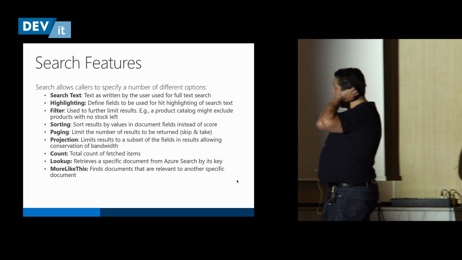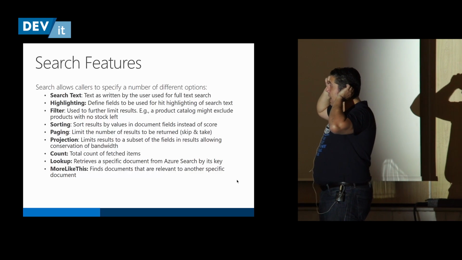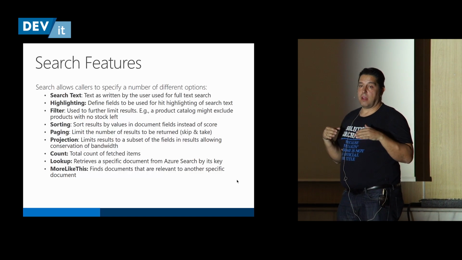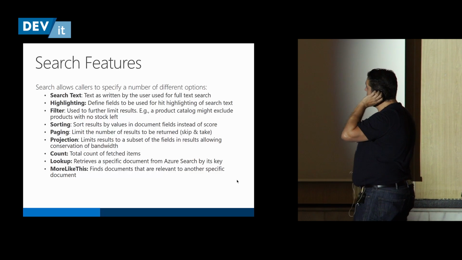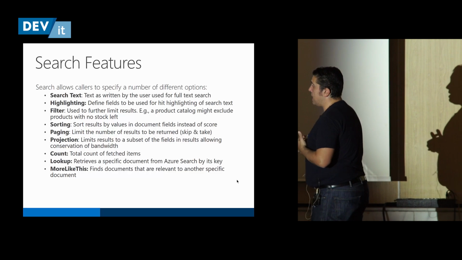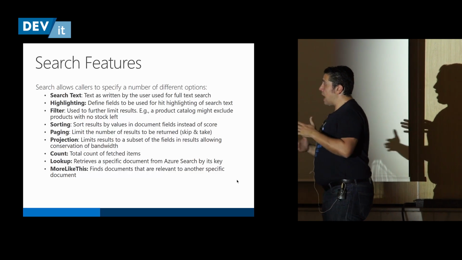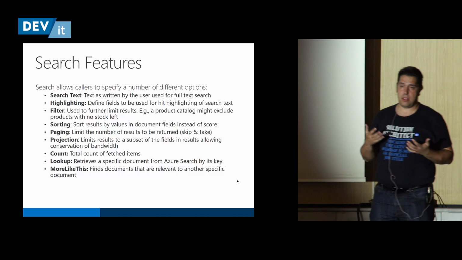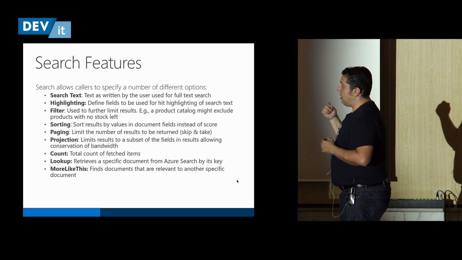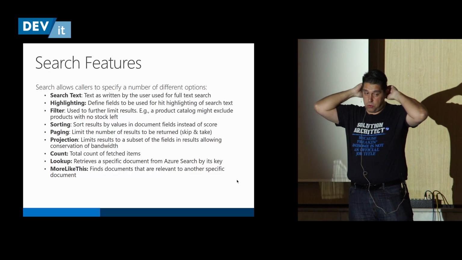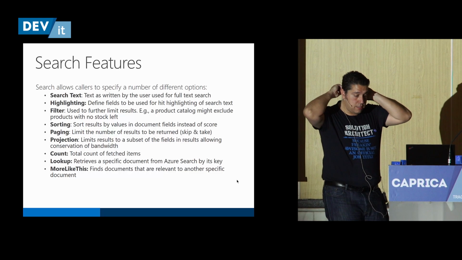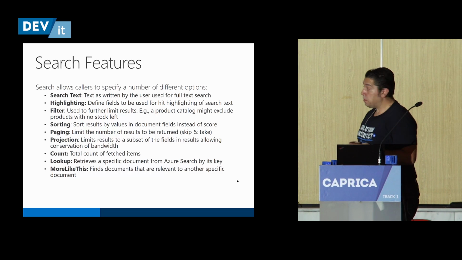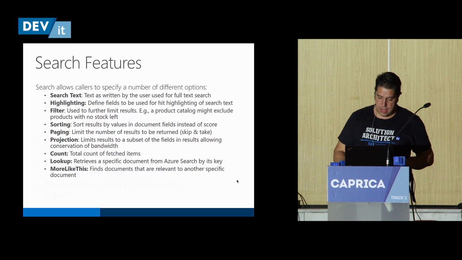So we have searching for text, we have highlighting, we have filtering to narrow down the search results that we want. We have sorting, paging, we have projection, counts, lookups. Lookups is getting data by their key. And a really, really nice feature that I particularly like is more like this. So let's see.